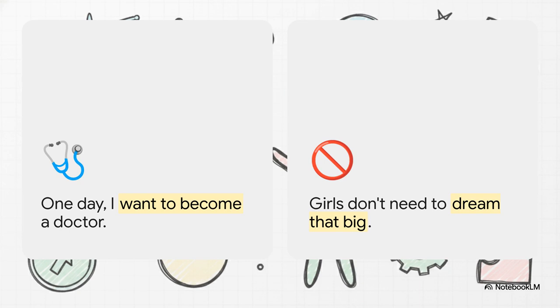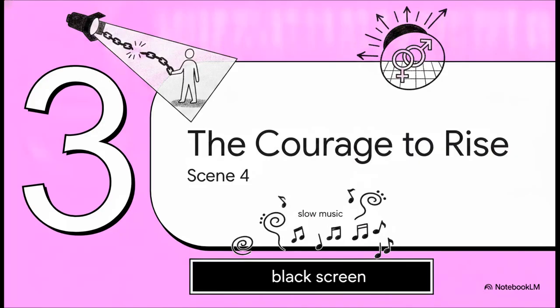The girl just lowers her head. And it's such a devastatingly quiet moment of realization. Because you see, the obstacle she's facing isn't a lack of smarts or a lack of resources. The real obstacle is this deeply ingrained societal bias living right there in her very own home. Let's move into Act 3, the courage to rise.